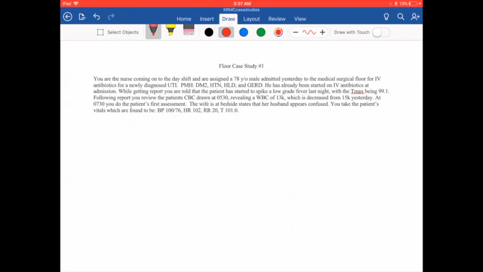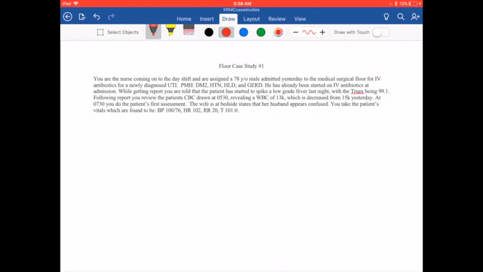While getting a report, you're told that the patient has started to spike a low-grade fever during the night, with the max being 99.1. Following report, you review the patient's CBC, which was drawn at 5:30 and revealed a white cell count of 13, which is actually decreased from 15 yesterday. At 7:30, you do the patient's first assessment.